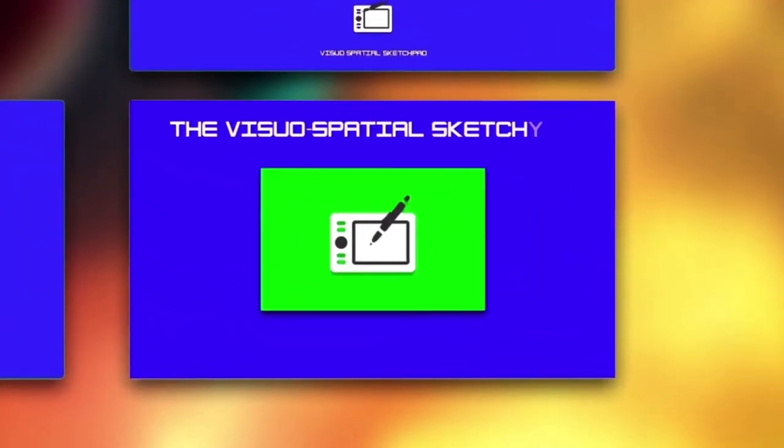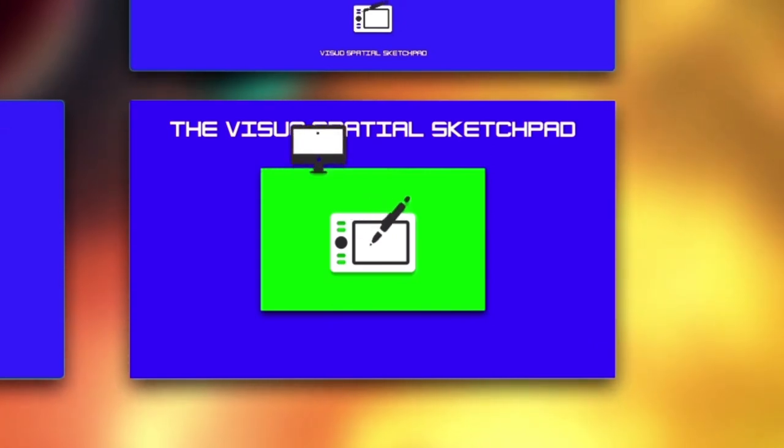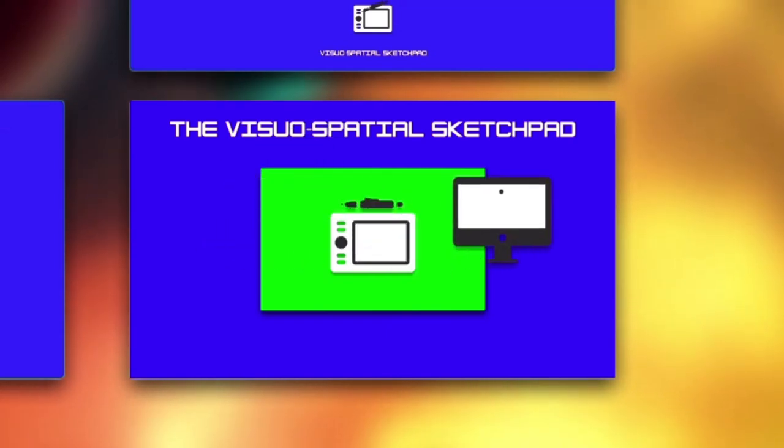The visuo-spatial sketchpad stores visual and spatial information. It is engaged when performing spatial tasks, such as judging distances, or visual ones, such as counting the windows on a house or imagining images.